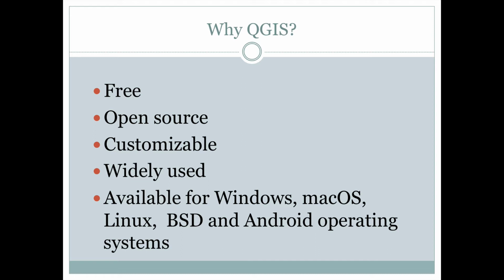Maybe the biggest reason people use QGIS is it's available for a number of different operating systems. While the most popular GIS program from Esri is only available for Windows, you can download and use QGIS for Windows, Mac OS, Linux, BSD, Android operating systems. So it's very flexible in that way. There's a lot of different places that it can be used. So whether you have a Mac or a PC, you should be able to freely download this and install it onto your machine and then use it for this class.